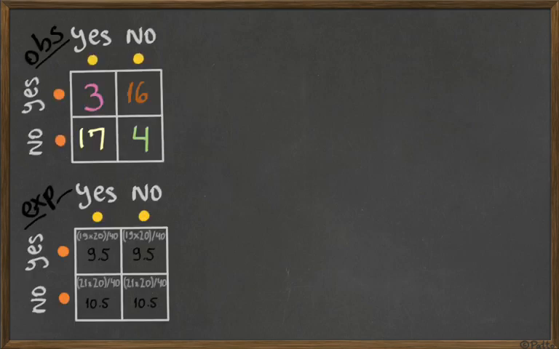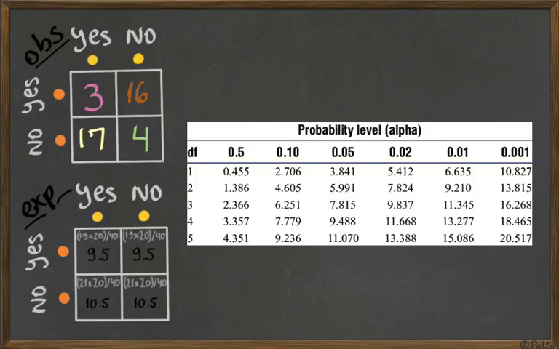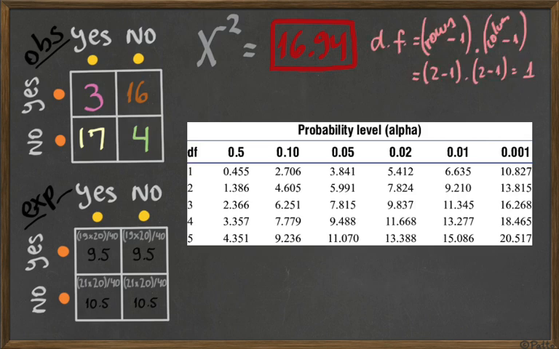So there I have the values again. And here I have a table with critical levels. My chi square is over there, 16.94. And I will calculate the degrees of freedom. Degrees of freedom is the following: number of rows minus 1 multiplied by the number of columns minus 1. In this case, 2 minus 1 times 2 minus 1, which equals 1. So I will go there for that line, which is the 1 degree of freedom.